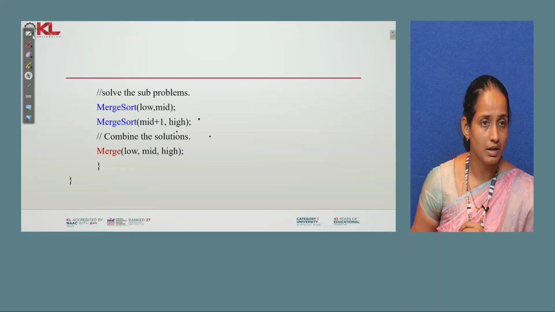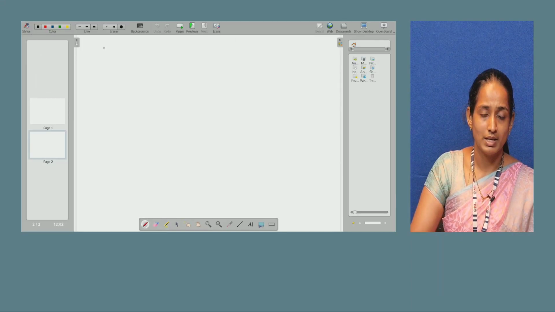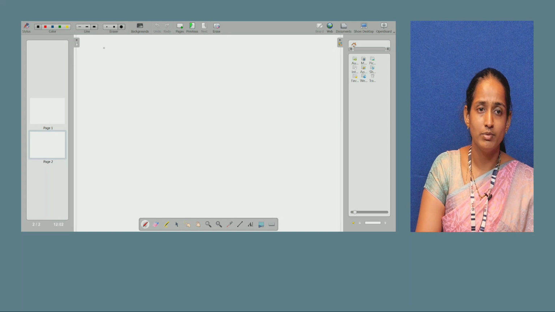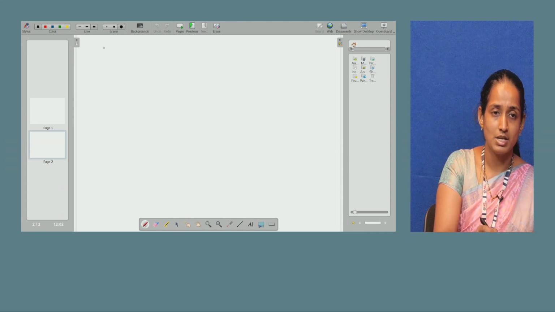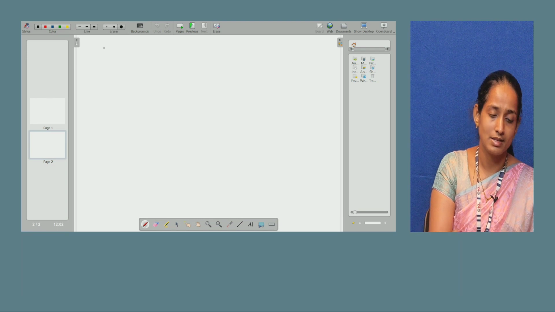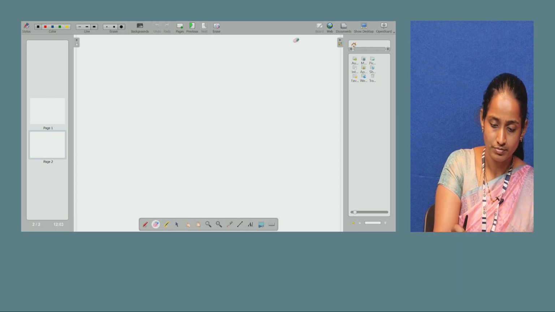Let me clarify the concept by taking an example, using the same recursive merge sort algorithm that we have seen earlier. Let me draw a recursive tree for this algorithm. Let us assume that our list contains 6 elements, starting from 1 to 6.